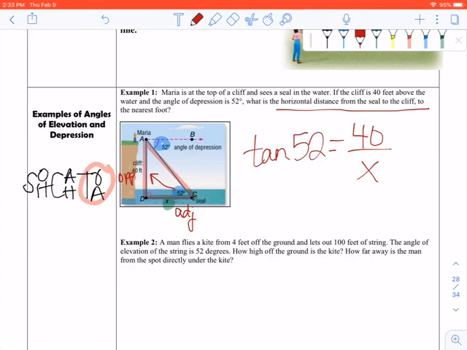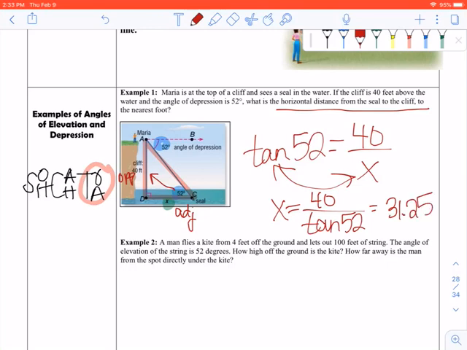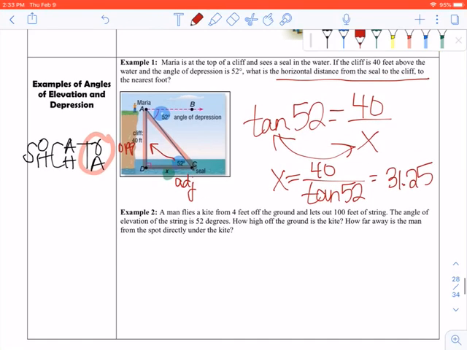So now when I'm solving, I'm going to use the switcheroo method. It switches with the other side. So X equals 40 divided by tangent 52. Remember, whatever's in the bottom ends up going to the other side. If it's a number, you multiply it over. If it's a variable, you switch it. So I'm going to end up dividing here. You'll plug it in your calculator, 40 divided by tan 52, and I got 31.25. Now, the problem said to the nearest foot, so that tells me nearest whole foot. I would round to 31 feet. So that's how far the seal is from the cliff.